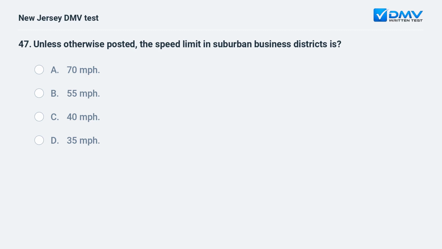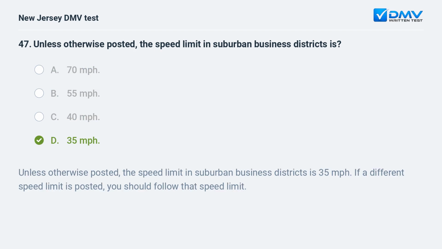Unless otherwise posted, the speed limit in suburban business districts is: A. 70 miles per hour. B. 55 miles per hour. C. 40 miles per hour. D. 35 miles per hour.